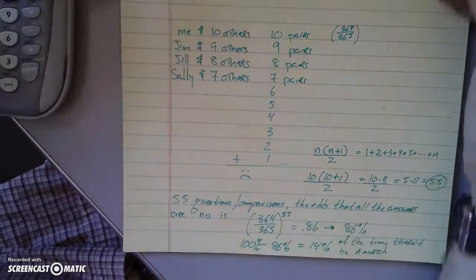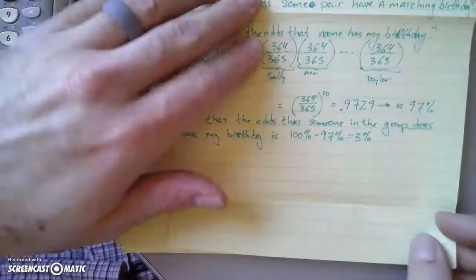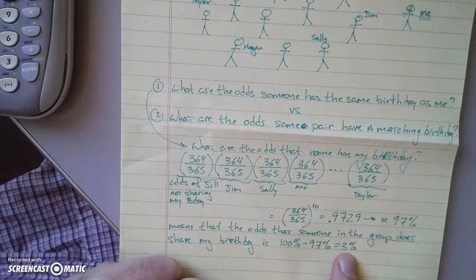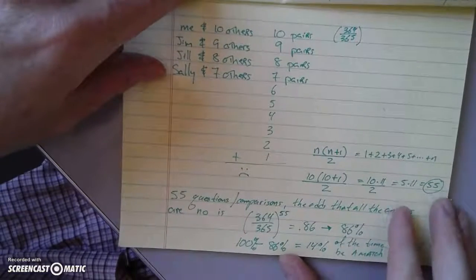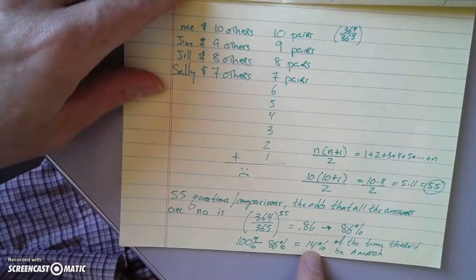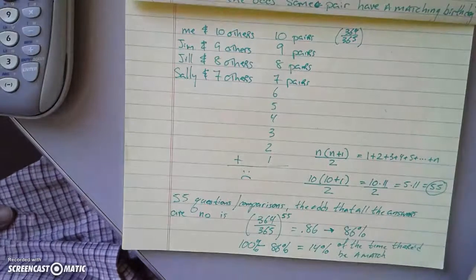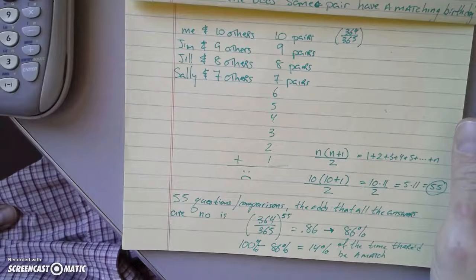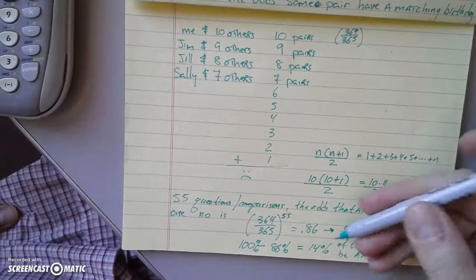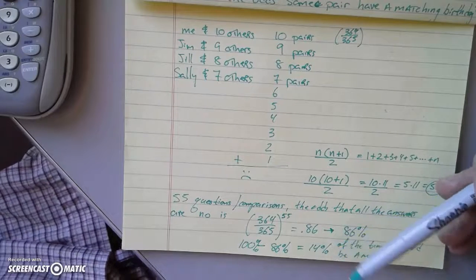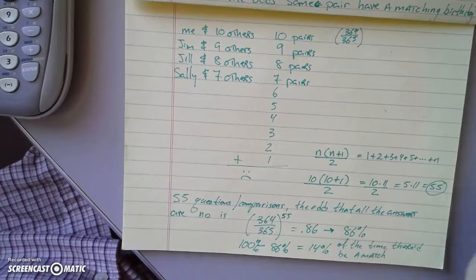Now if we compare this with the previous calculation, the odds that out of this group of people somebody shares my birthday is only 3% of the time. The odds that somebody shares a birthday in this group is 14% of the time. That's over 4 times the probability. It's 4 times as likely in this particular group of 11 people that somebody shares a birthday. This is about 1/8 of the time. So every 8 times you're hanging out with 10 other people, you'd find a match, at least one match, anyway.